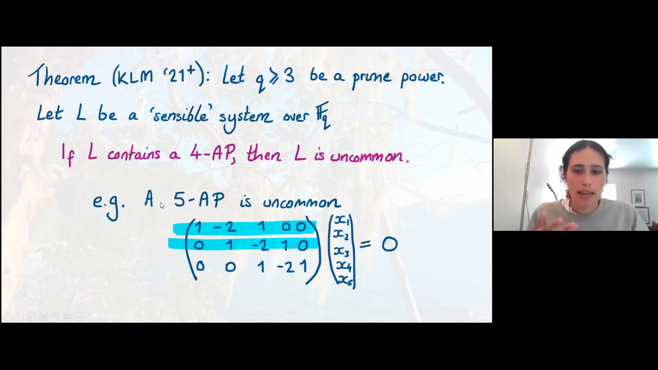So for example, a 5AP is uncommon because these are the coefficients. This is a way of writing the 5AP. We've got these 2 equations of the 4AP, and we've got this x1 up to x5 for the 5AP. So that's very nice, I think. So we've got this analog of any graph containing a K4 being uncommon. We can say any system containing a 4AP is uncommon, but in fact we can say more.